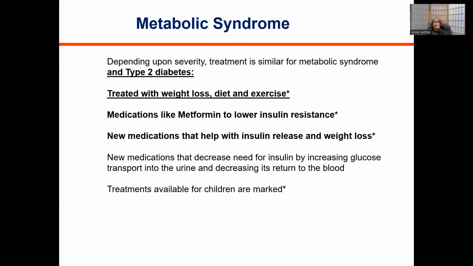So, depending upon its severity, the treatment is similar for metabolic syndrome and type 2 diabetes. The first line of treatment is weight loss, diet, and exercise, and those treatments are available for all children, although they sure are hard to implement. Medication like metformin, which lowers insulin resistance and is commonly used in type 2 diabetes, can sometimes be very helpful. And then there are some new medications, 1 or 2 of which have become available for young people that help with insulin release and also weight loss, and they're very effective.